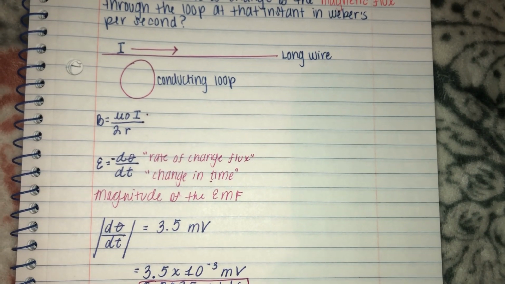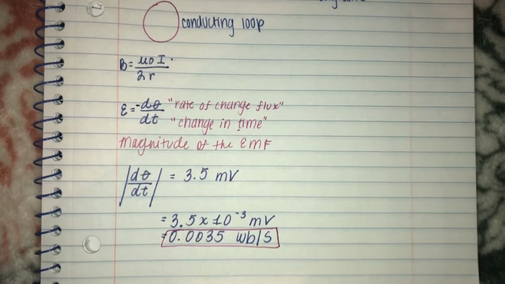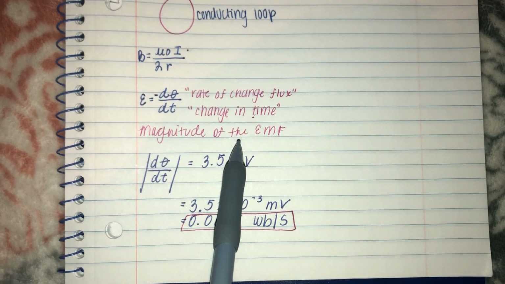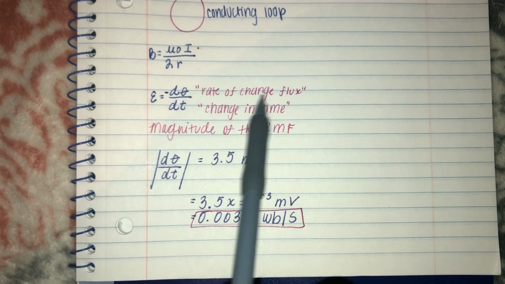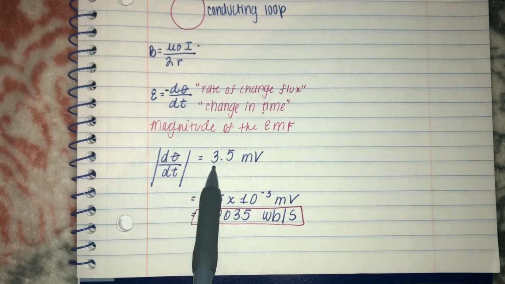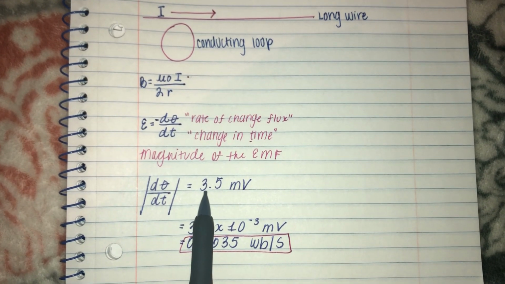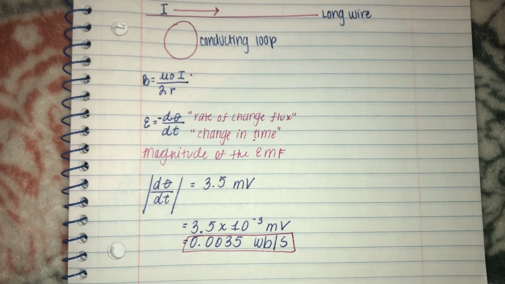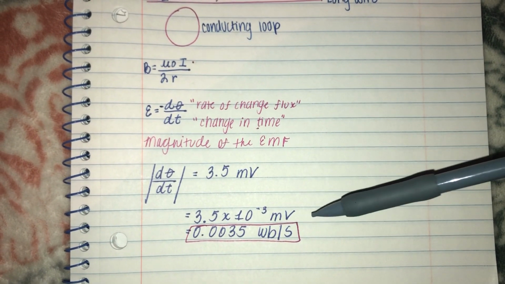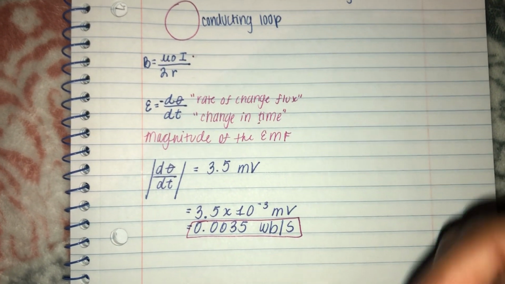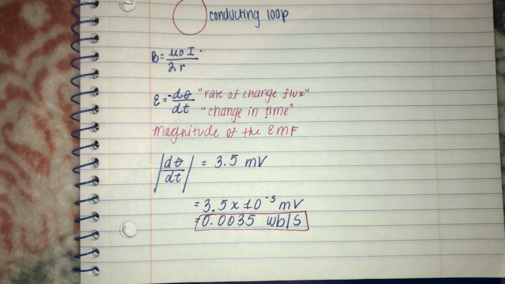And so plugging in Faraday's law, we're going to use this expression right here, the magnitude of the EMF. So we're going to do the rate of change in flux over the change in time, and that gives us our 3.5 millivolts. And then since it's millivolts, we do 3.5 times 10 to the negative 3. And then to convert that to Webers per second, we get 0.0035 Webers per second.